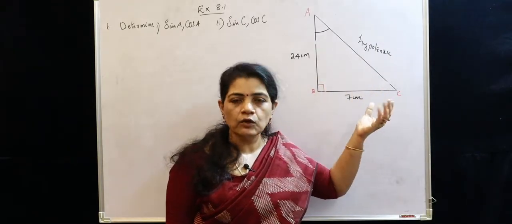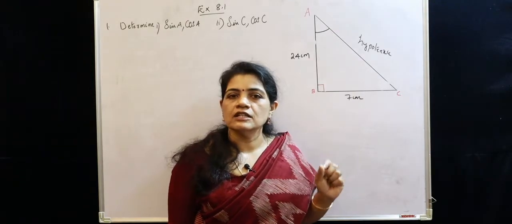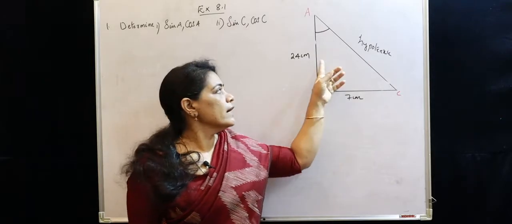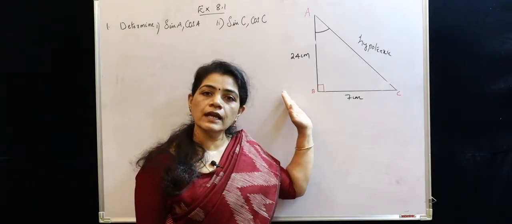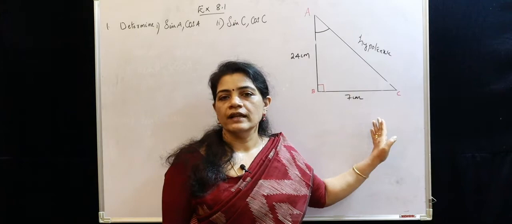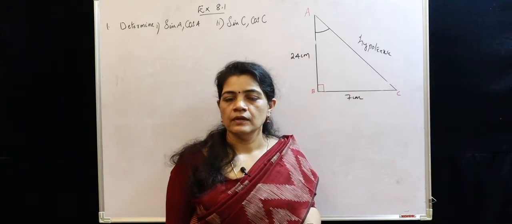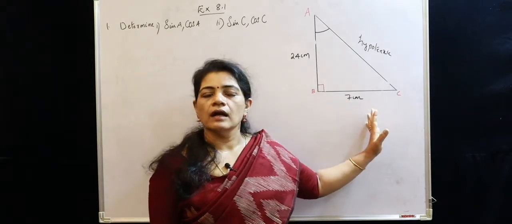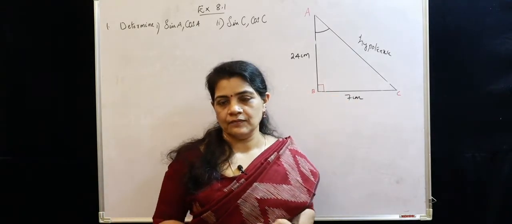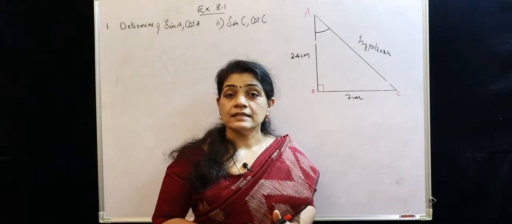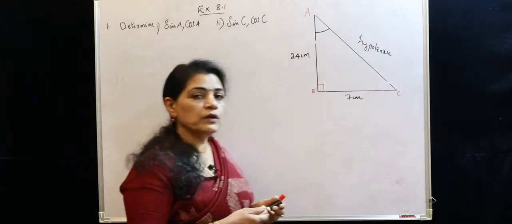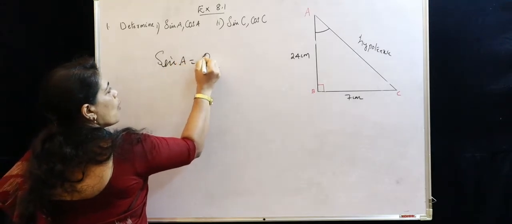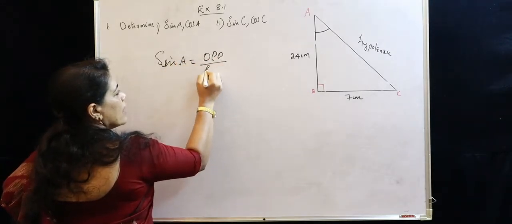With respect to angle A you will get sin A, and with respect to angle C you will get sin C. In the same way, with respect to angle A you can easily calculate cos A, and with respect to angle C you will get cos C also. Is it okay, children? See, in this right triangle only two sides are given, and by the ratio we know that sin A is nothing but opposite side by hypotenuse.